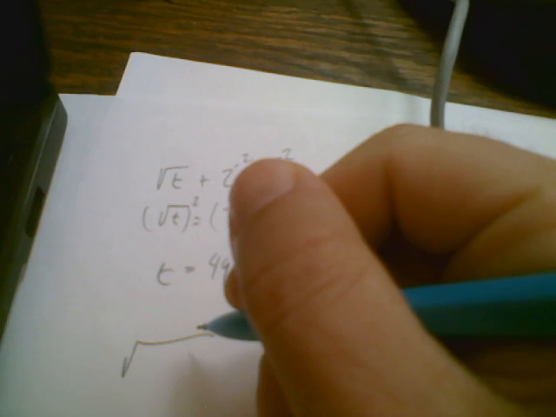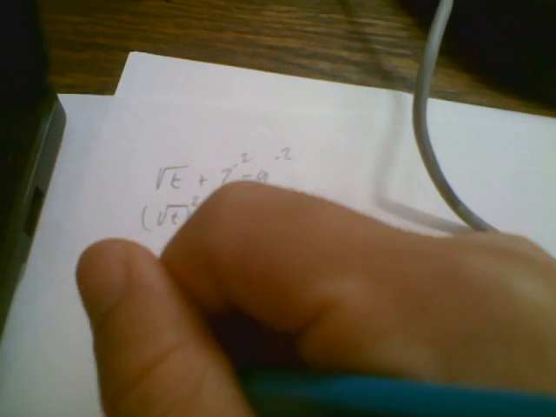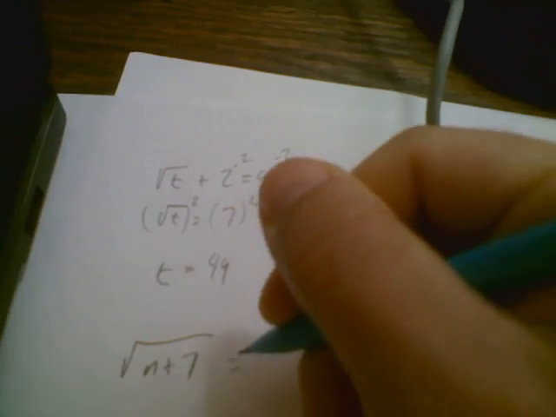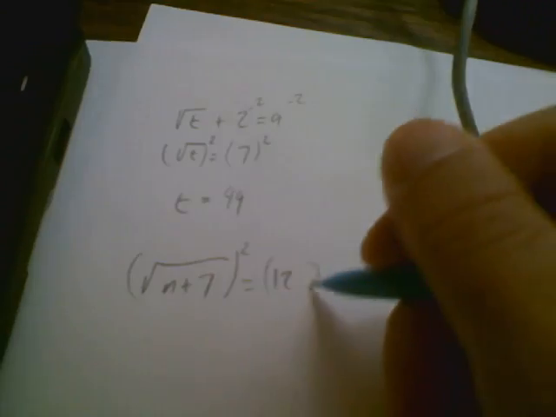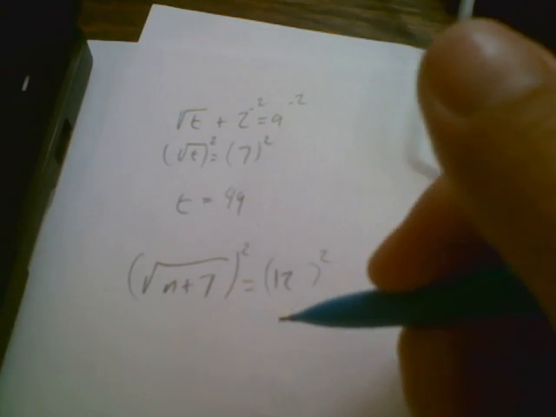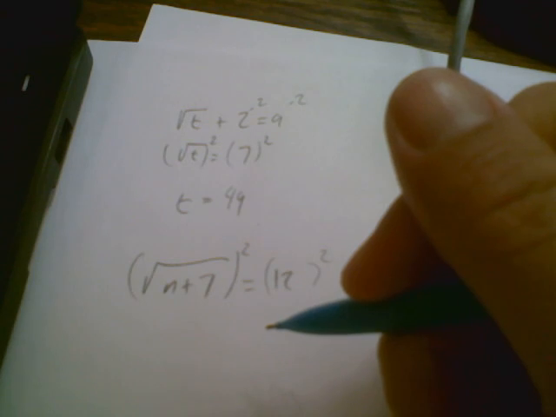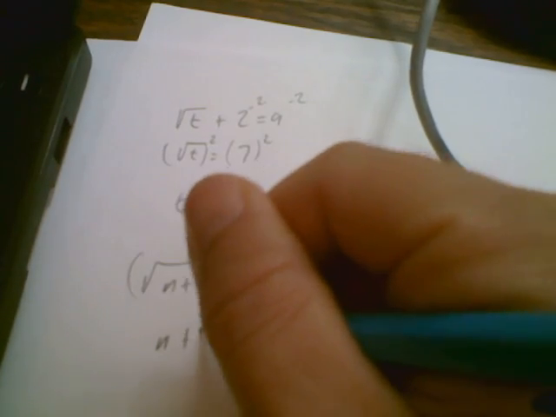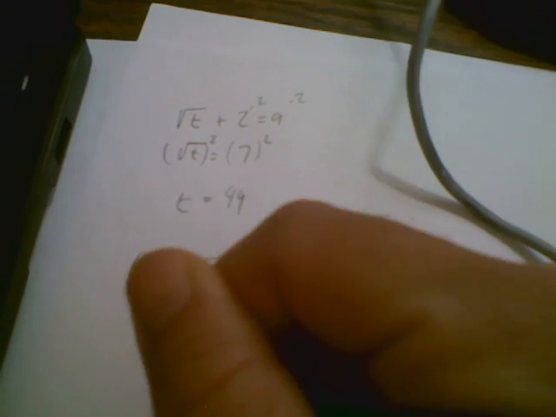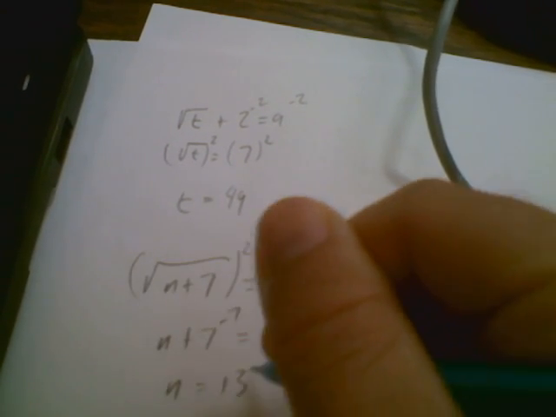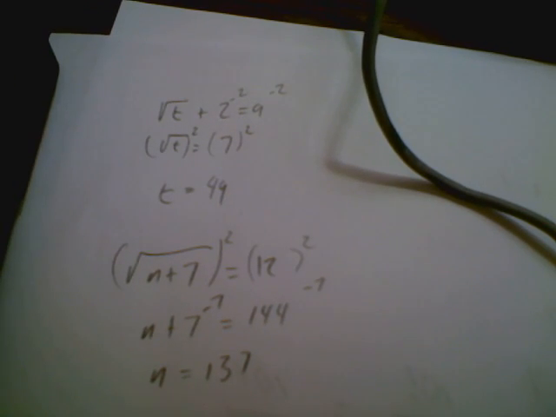You can have another one that looks like the square root of n plus 7 equals 12. What we do is, again, we square both sides, everything underneath the radical. So this is n plus 7 equals 144. Subtract 7, subtract 7. n equals 137. Pretty simple stuff.